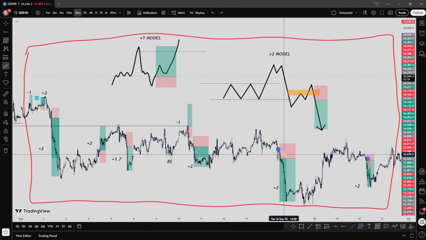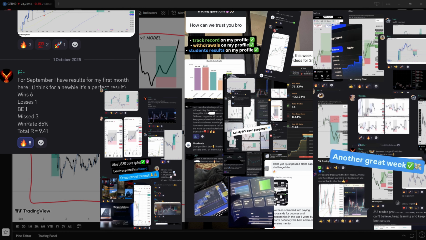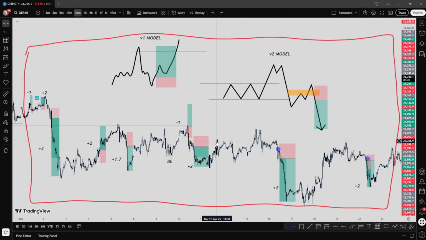By the way, I missed like 2 trades from this price action, but in this video, I'll be going over every single trade you see here. This is just GM40. We also trade US30 and S100 gold, and just from this price action, there's more than 15%. So let's get right into it.